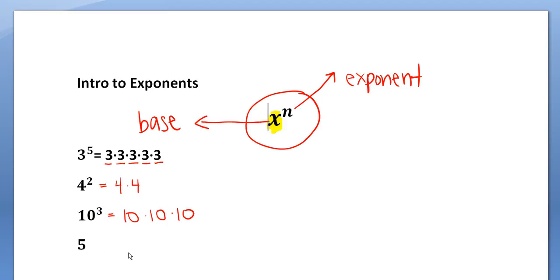5. If I ask you what the exponent on this 5 is, you may say there isn't one. But there is. We just don't write it. It's implied. When you have a number and there's no exponent on it, the implied exponent is 1. This is 5 to the 1st power, which means 5 times itself 1 time, which is just 5. So any number without an exponent really does have an exponent of 1.